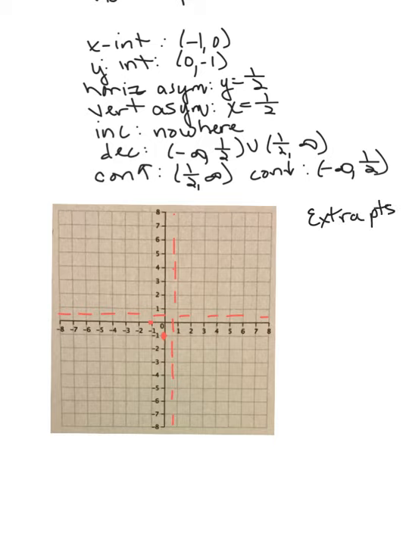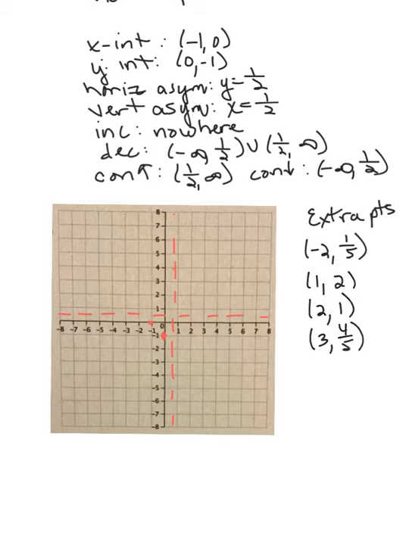I'm going to find one more on the other side, on the left side of the vertical asymptote. I'm going to put in -2. If I put -2 into the original function, I get 1/5. Now I'm going to find some points on the right side of the vertical asymptote. So I'm going to put in 1, and if I put 1 in the original, I get 2. Put 2 into the original, you get 1. Put 3 into the original, you get 4/5.